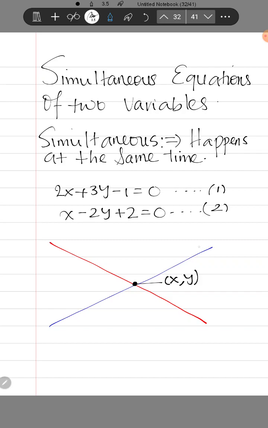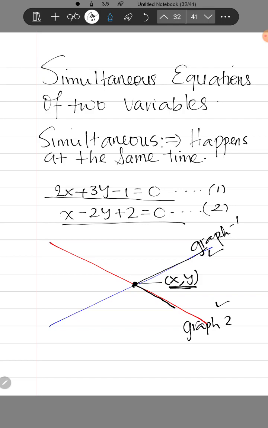Just like this. This one is graph 1, or equation 1 we can call it, and this one is graph 2. So these two coordinates, or a point, are on this graph and on this graph at the same time. That means when we put the values in place of x and y, both equations will be true. So what is the point which is on both equations? Let's do that one on the next page. 2x plus 3y minus 1 is equal to 0.